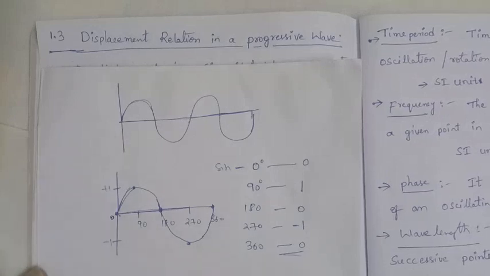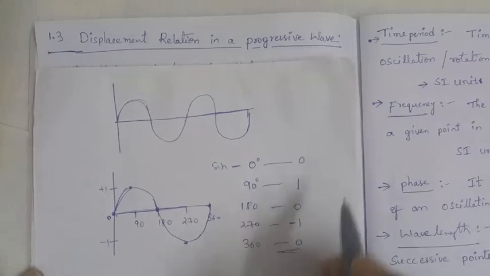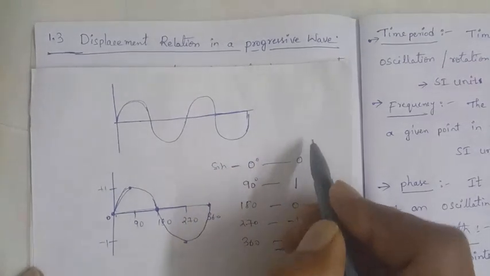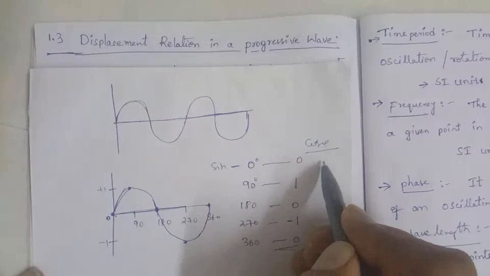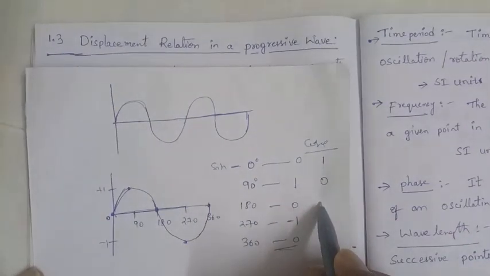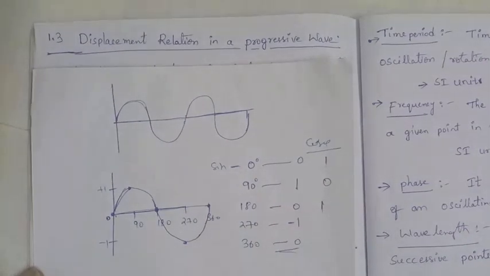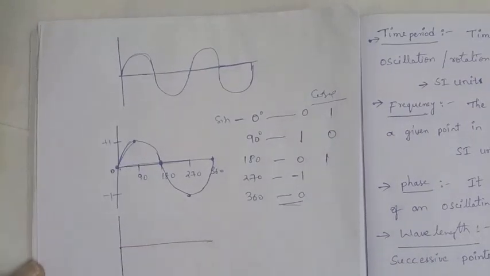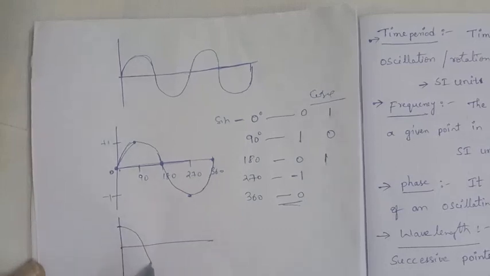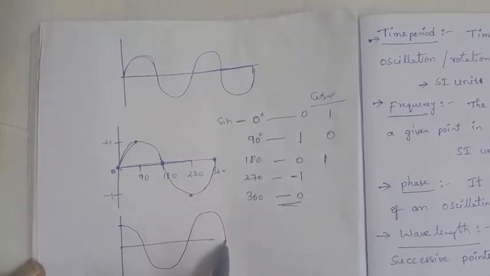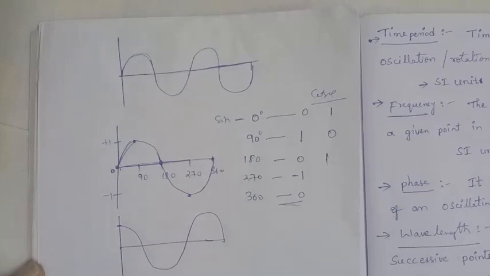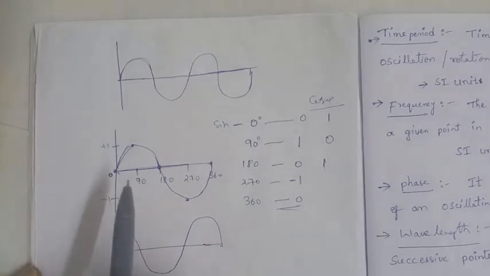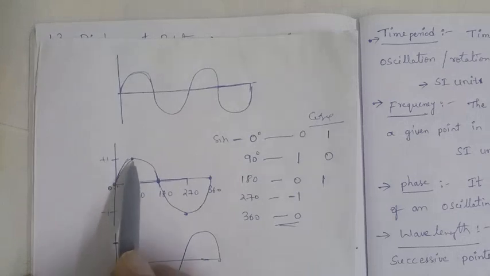Cosine is also possible, but the cosine starts at 1. In the cosine form, the wave function starts at 1 initially and then goes like this. Here is 0 degrees, here 90 degrees.